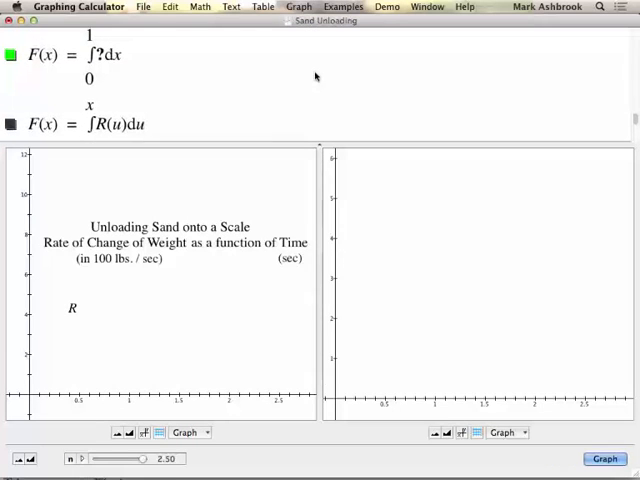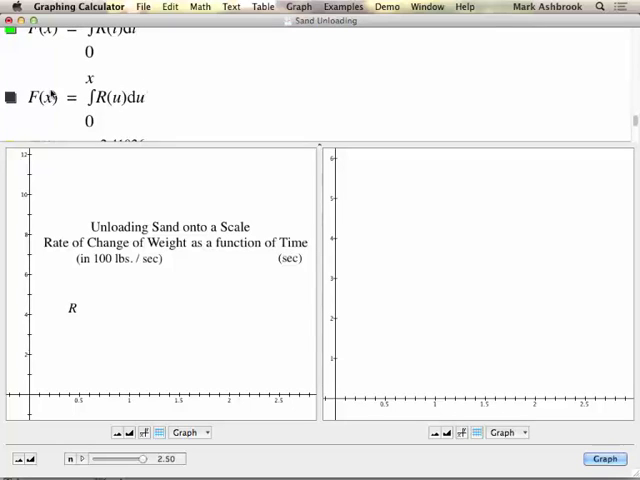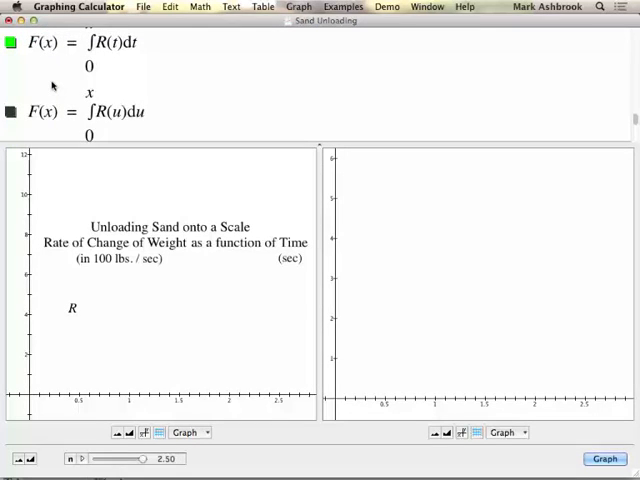So we want starting from A, this would be A down here, but for the sand example, A was 0, to X of capital R, and I used T in the formula. It gives you the integral template, and you have to change it to do what you want. So we're going to do the integral function from 0 to X of R of T dt. Down here in this one I used U. We'll talk about that in a second.